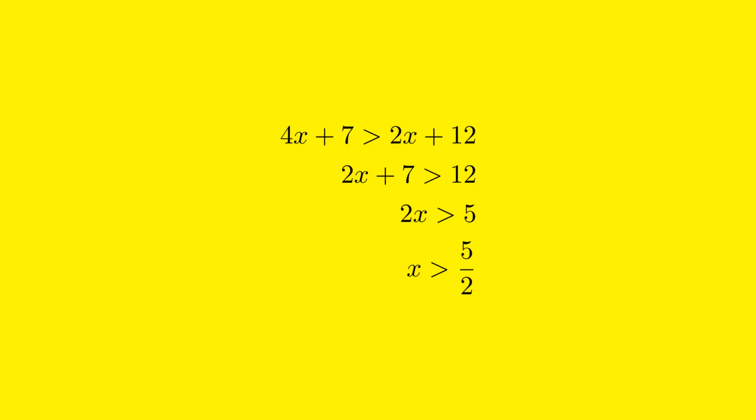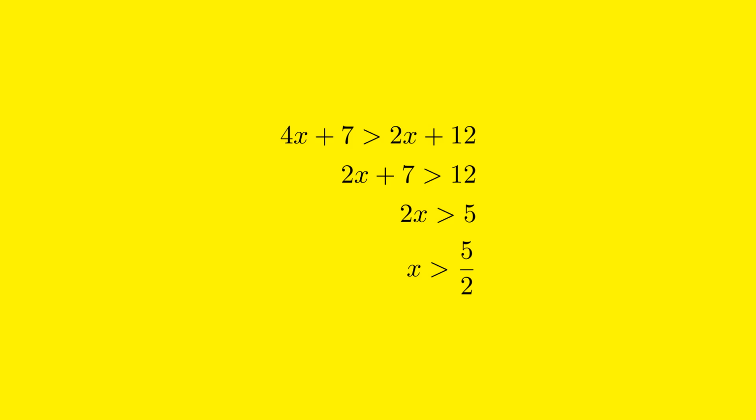Let's begin with the given inequality, 4x plus 7 is greater than 2x plus 12. We will solve this inequality in order to isolate the variable x on one side. First, let's try to get rid of the 2x from the right side. We can do this by subtracting 2x from both sides. When we subtract 2x from the left side, the expression becomes 2x plus 7, and on the right side we are left with only 12, as the 2x are subtracted here.